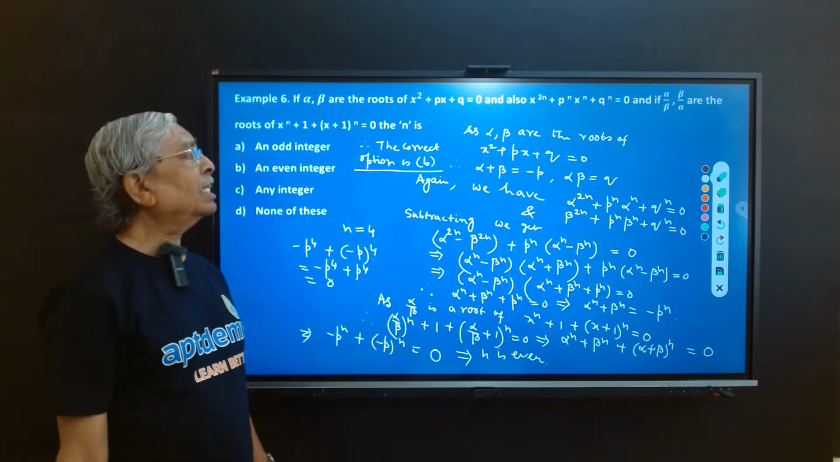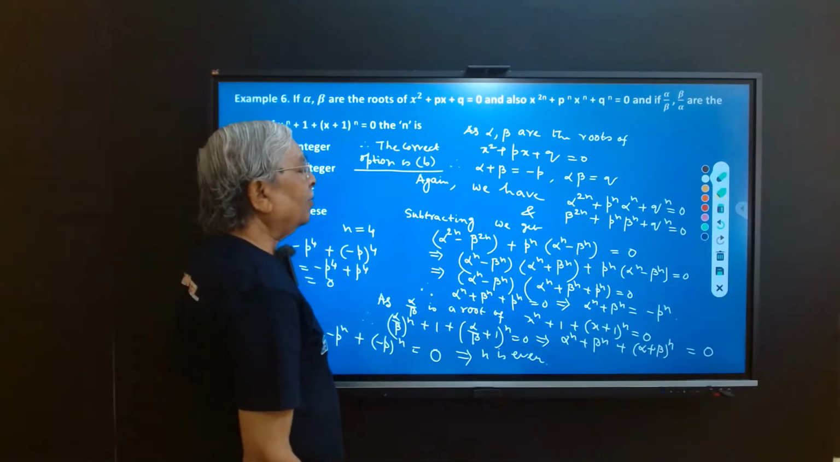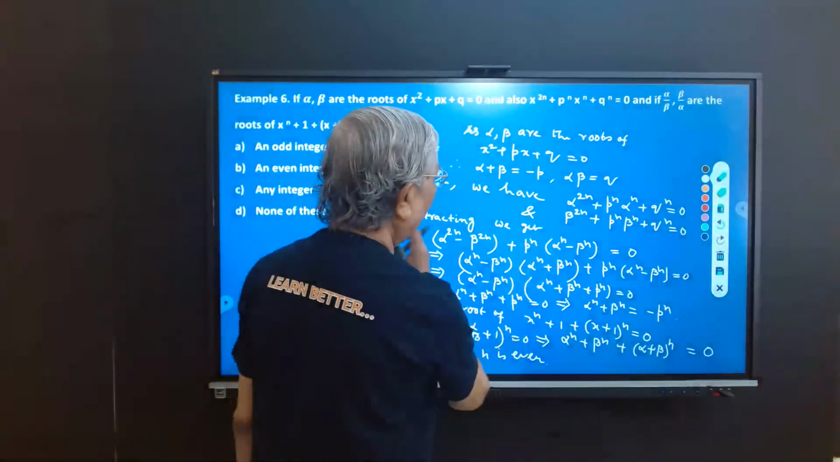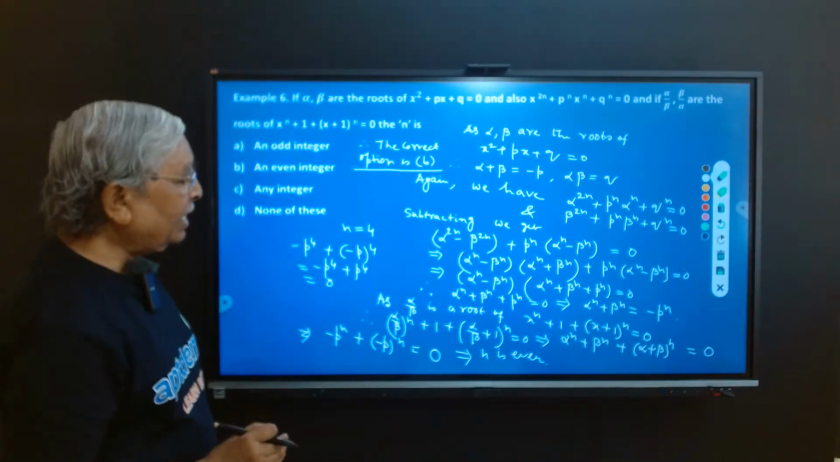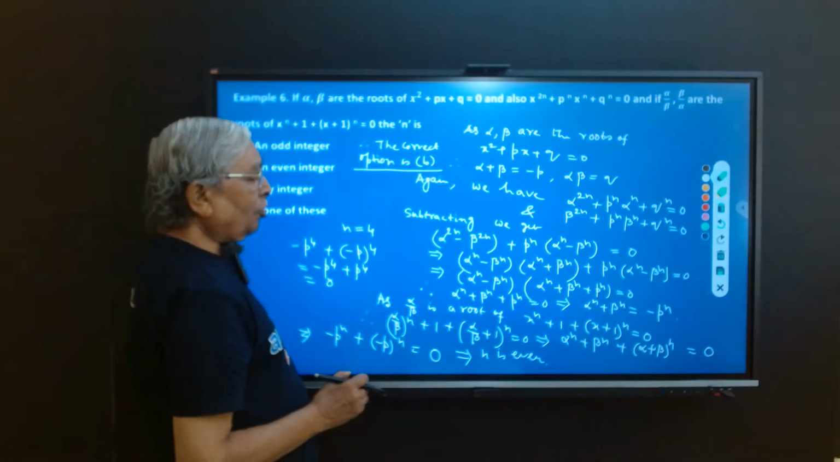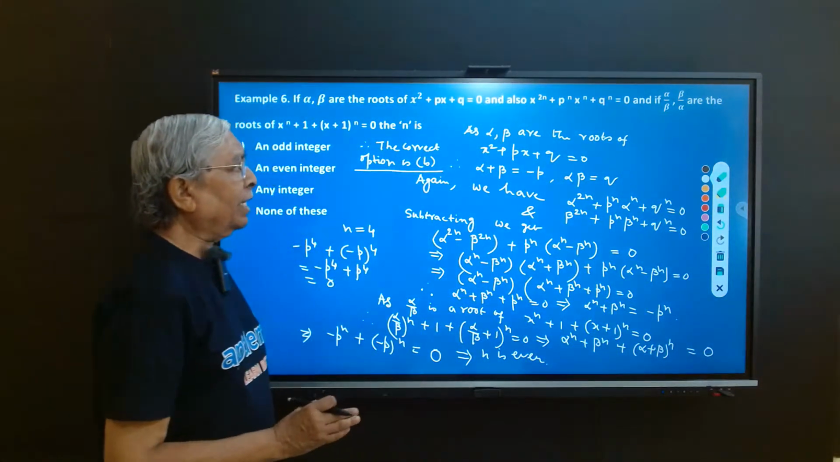So both the roots will satisfy this equation. So we put x equal to alpha and beta. You have got these two equations, then subtract. Subtracting, and then after factorizing, what we have got is alpha to the power n plus beta to the power n equal to minus p to the power n.